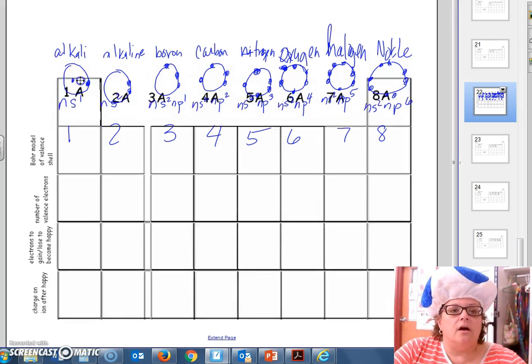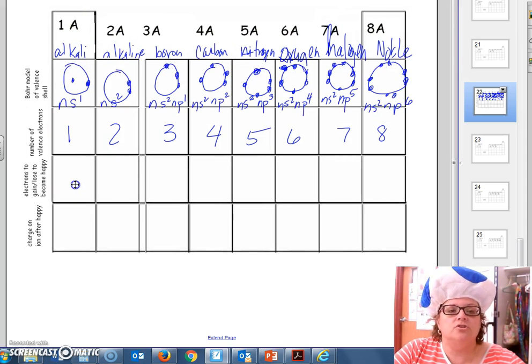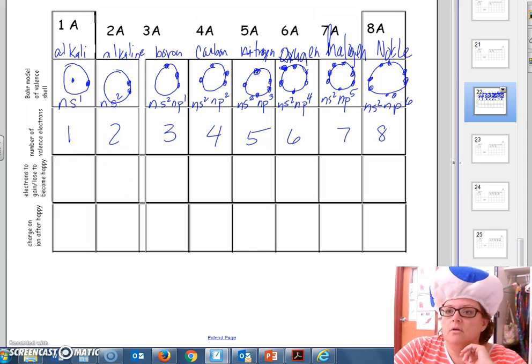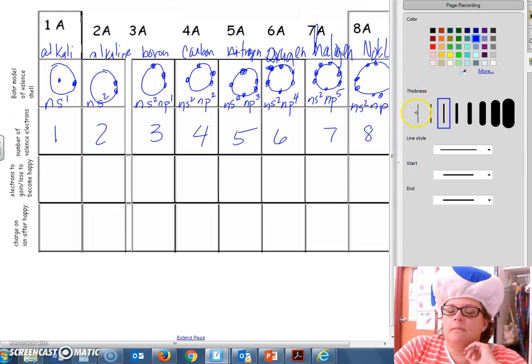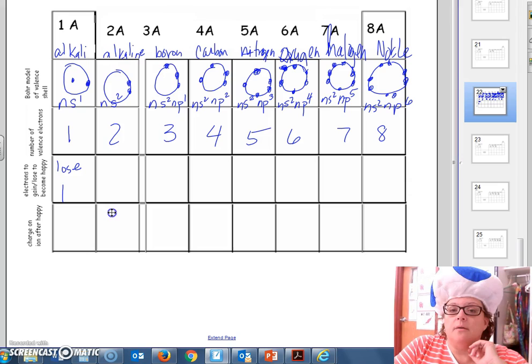So if we look at an alkali metal, an alkali metal has one electron in its outer shell. If it lost that one electron, the layer below it would be full, and it would be happy. So what alkali metals want to do is lose one electron, and that'll make them happy.